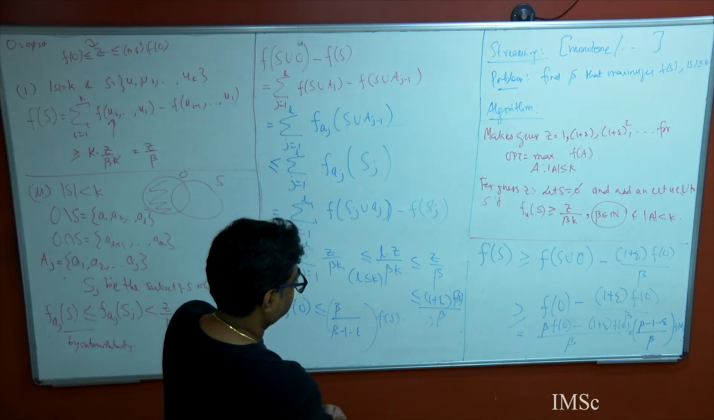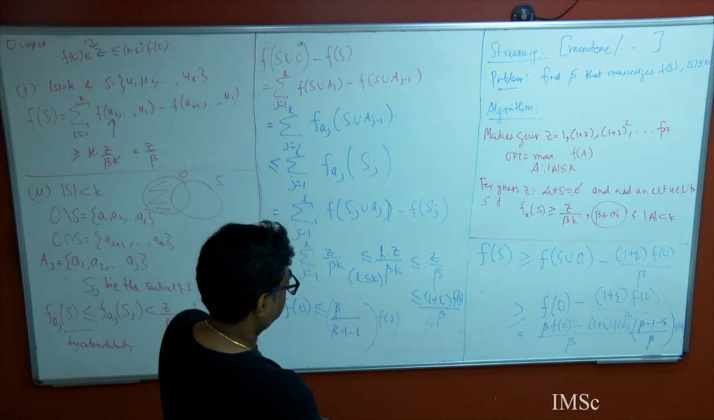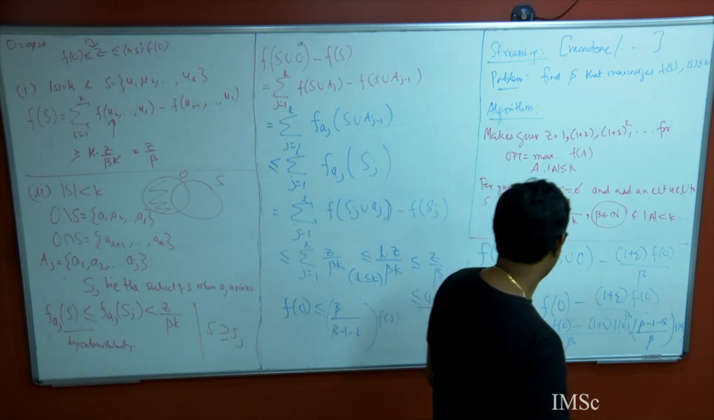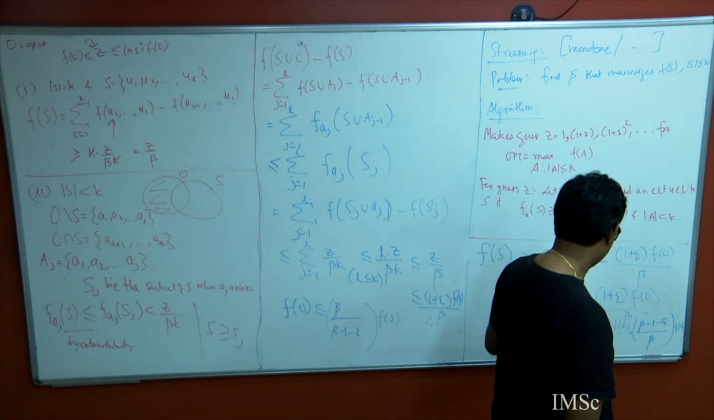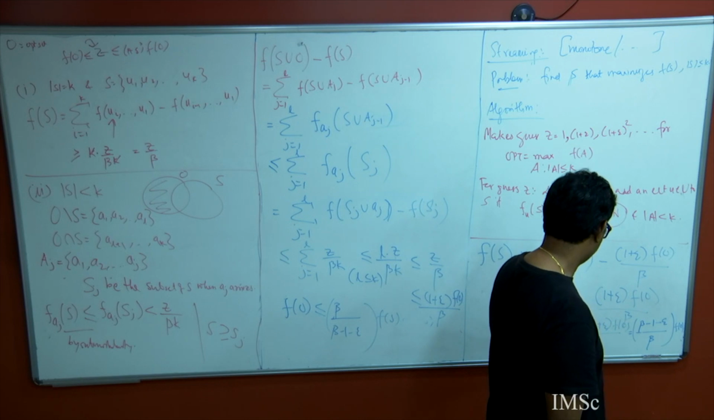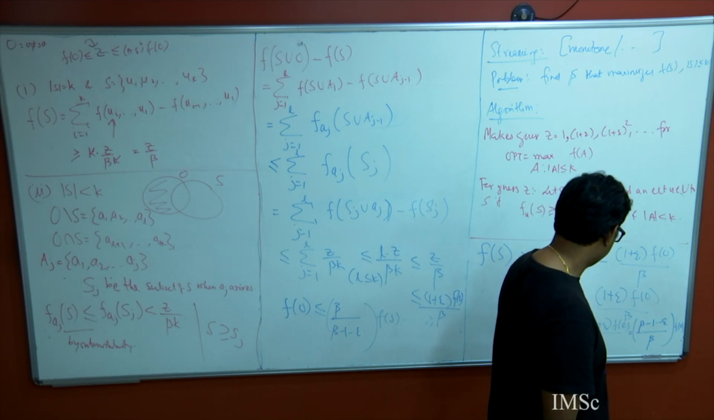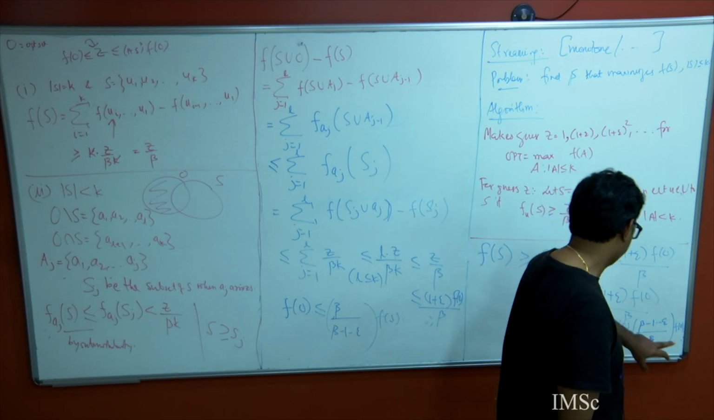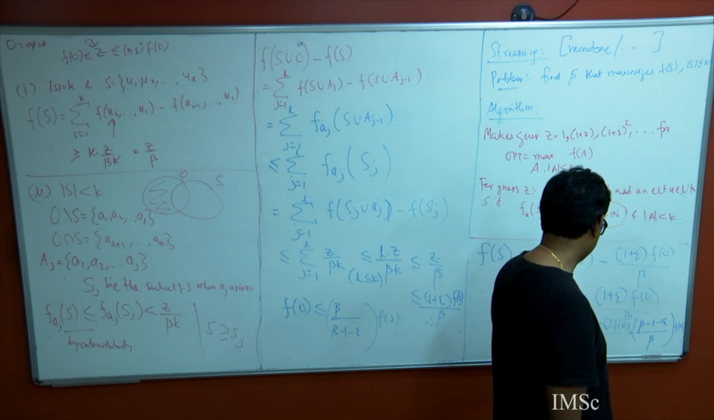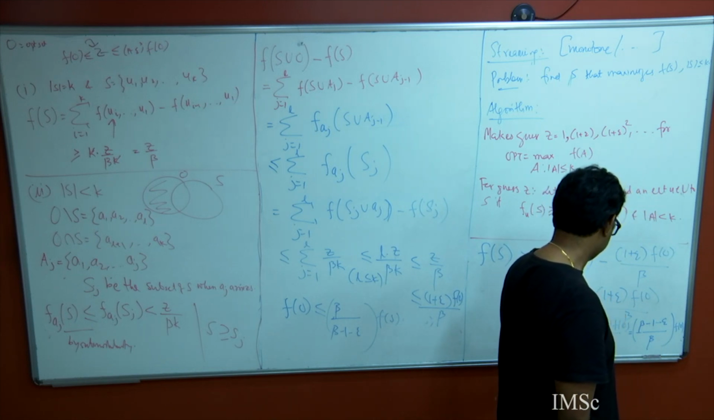Have we done something correctly? I think we didn't do something correctly here. Is this correct? Beta times f of o minus 1 plus epsilon times f of o. So I took f of o common, so beta minus 1 minus epsilon. This is fine.